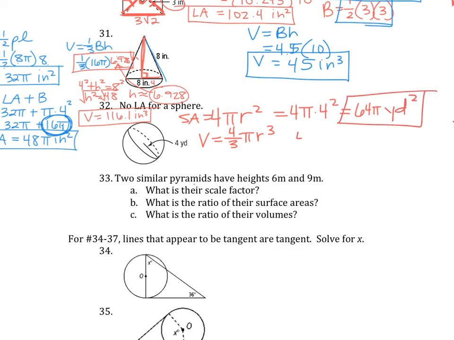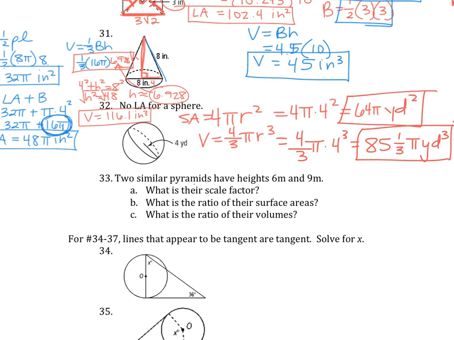Okay, this one you're doing 4/3 times pi times 4 cubed. And when you plug that in, it comes out to 85 1/3 times pi, and that's volume, so that's cubic yards. Okay.